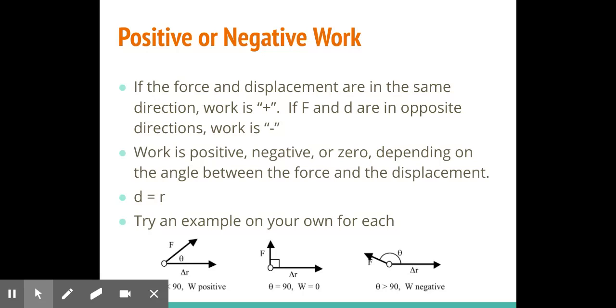So again, this is in relationship to the distance traveled. Okay. So your radius is equal to d. It's equal to your displacement. And if F, your force, is in opposition to the distance traveled, then this is what you would expect.